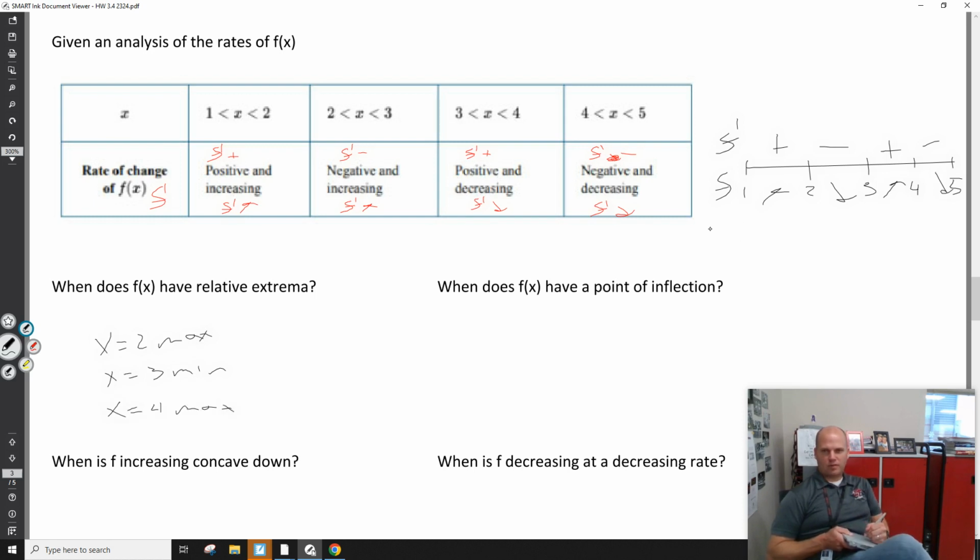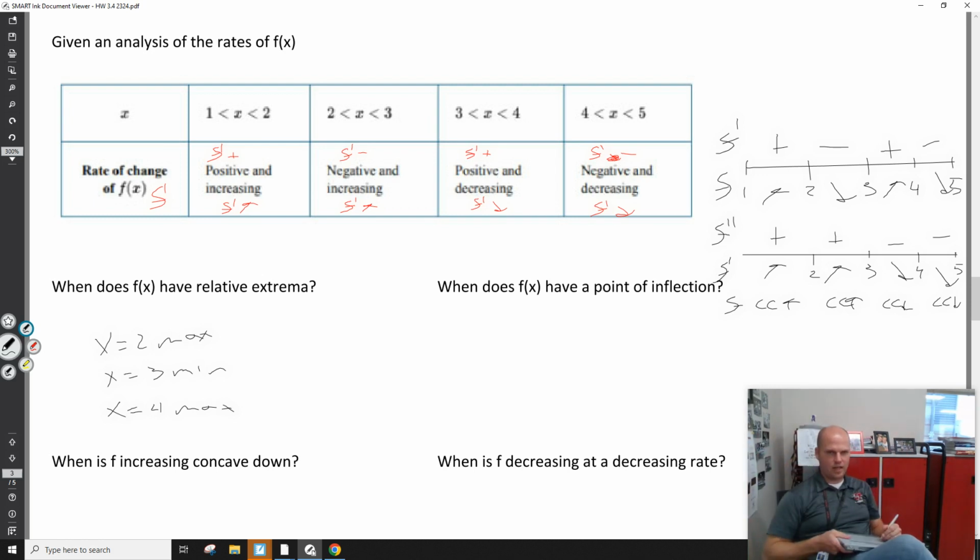Where does F have points of inflection? Well, we could throw down our second sign analysis, where we know F prime increases, increases, decreases, decreases. And again, it's 1 to 2, 2 to 3, 3 to 4, 4 to 5. So that means F double prime is positive, positive, negative, negative. That means F is concave up, concave up, concave down, concave down. It's like taking that, putting it into a sign chart, filling it out. Points of inflection is just at X equals 3, where our concavity changes.